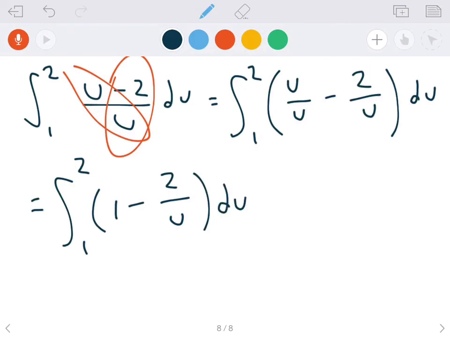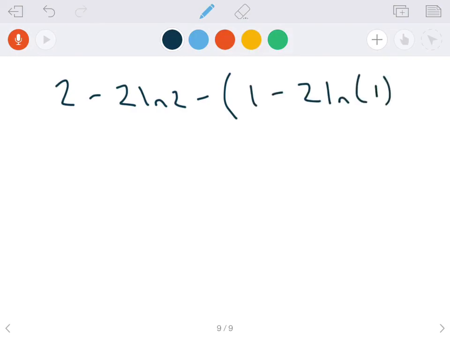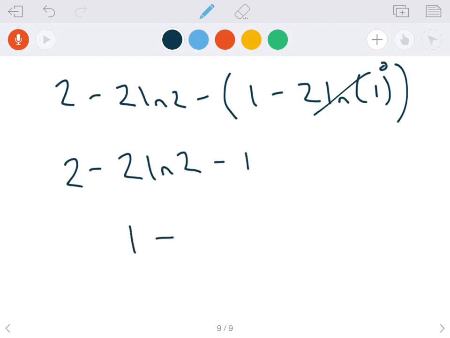I think I'm finally ready to integrate now. So this will be equal to u minus, and then this right here is 2 natural log the absolute value of u. I'm going to evaluate that whole thing from 1 to 2, and that will give me 2 minus 2 natural log of 2, and then plugging in 1, I have 1 minus 2 times the natural log of 1. The natural log of 1 is just 0, so I have 2 minus 2 natural log of 2 minus 1. Final answer, 1 minus 2 natural log of 2.